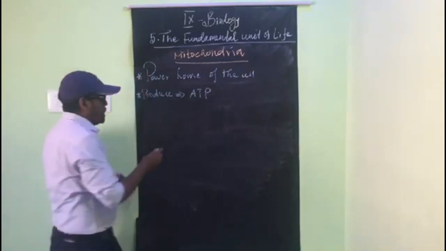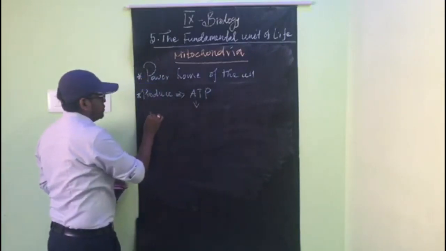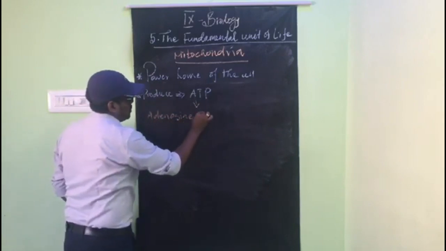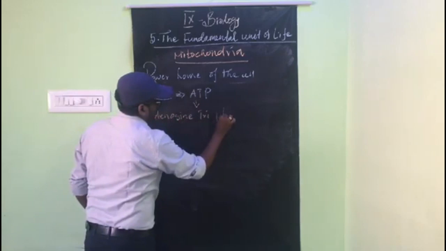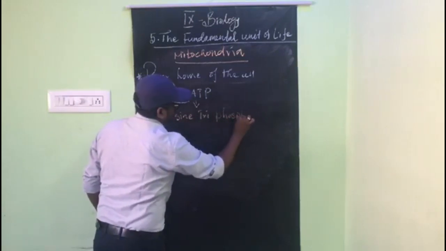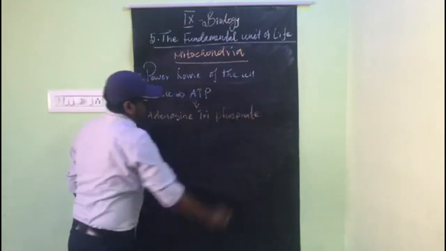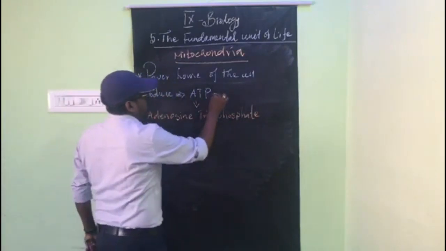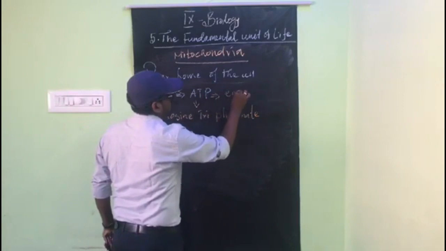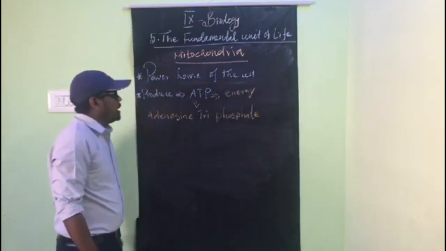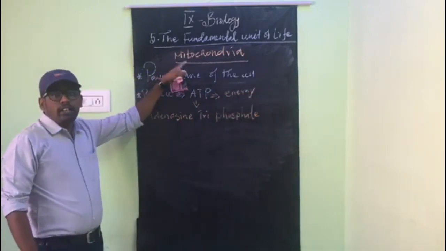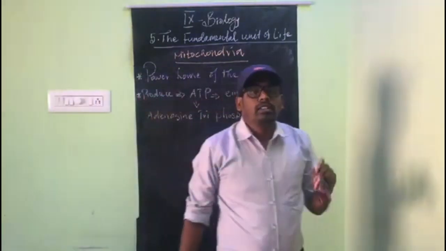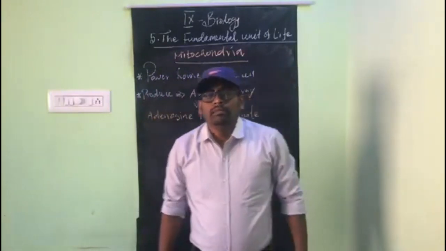So what is ATP? ATP means adenosine triphosphate. The adenosine triphosphate only gives energy. So that energy production occurs inside the mitochondria. So the mitochondria is called the powerhouse of the cell.